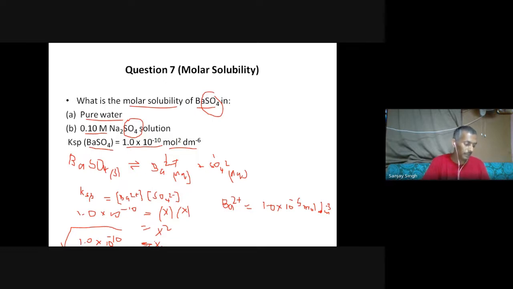I think it's already on time, so we shall stop over here. Maybe I'll just provide you the final answer for part B. You can try it for part B, and you should get your final answer as 1.0 times 10 to the power of minus 9 mole. If you compare this value with this particular value over here, this is minus 5 and this is minus 9, so the common ion has greatly reduced the solubility of the SO4 2-.